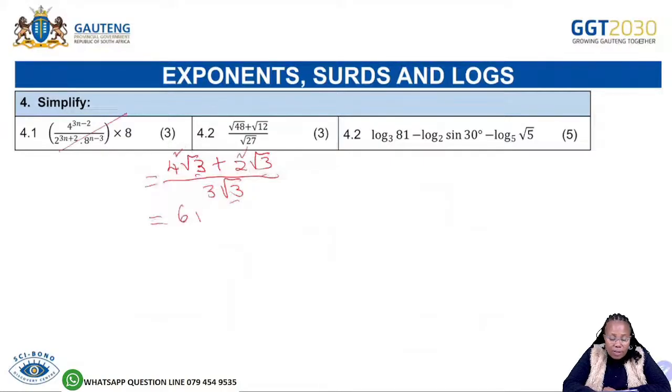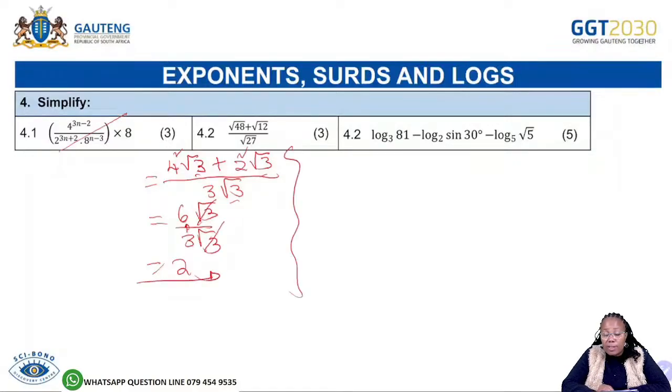This will give us 6 square root 3 over 3 square root 3. Then 3 goes how many times into 6? 2 times. Then the square root 3 will cancel square root 3. That is the final answer.